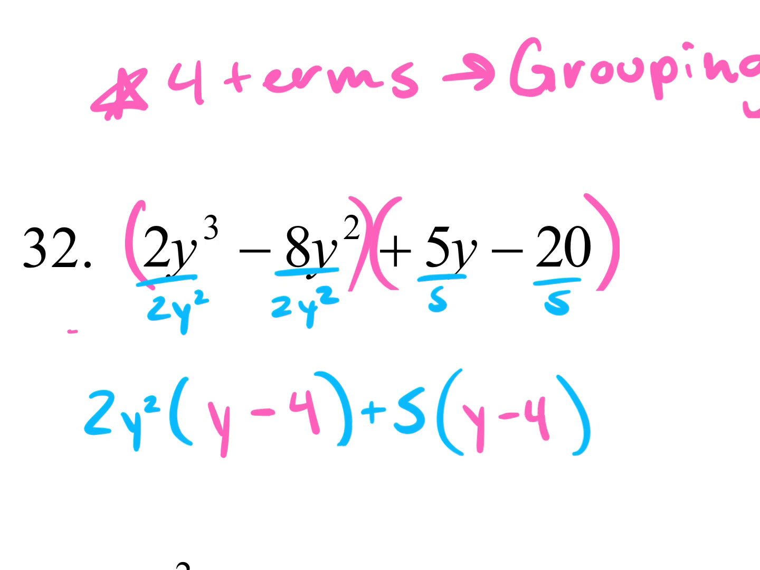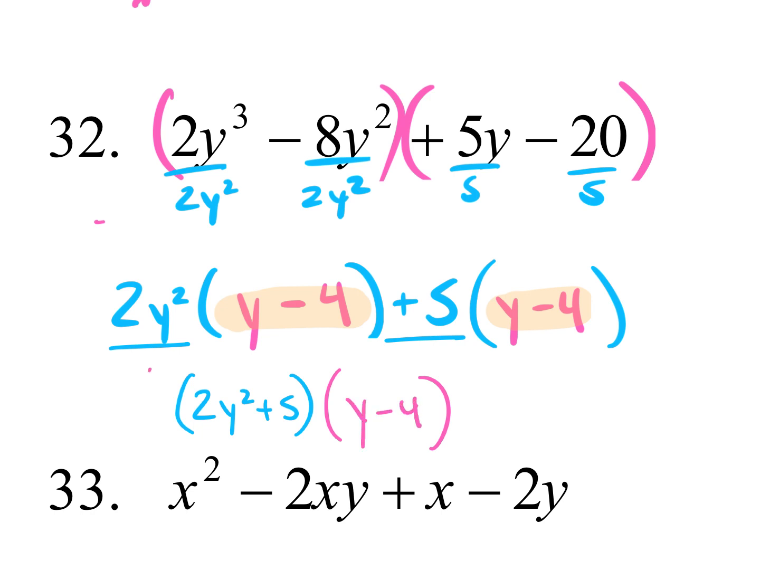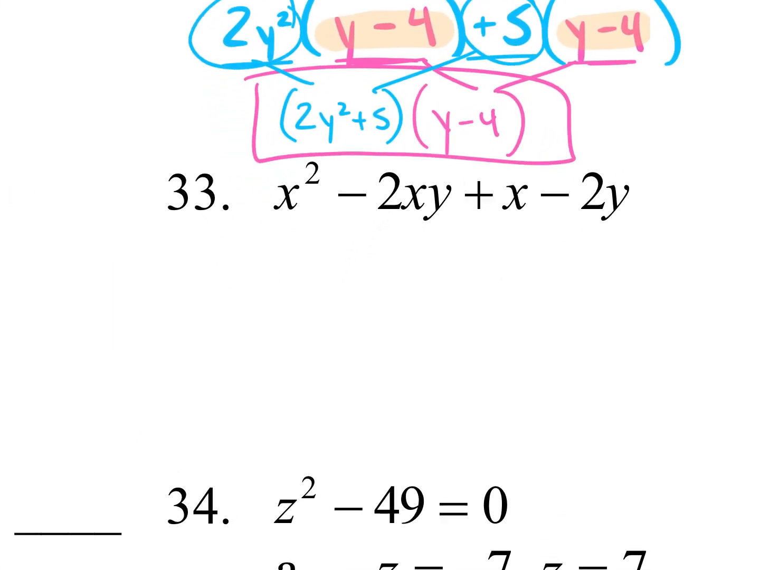Now our inside parentheses have to be the same thing in order for us to factor by grouping. So always just make sure that what you took out is the same. Now what do you think goes into my first set of parentheses? Two y squared plus 5. We take what's on the outsides, and what goes into my second group? Y minus 4. Awesome. So what's on the insides goes into 1, and then what's on the outsides goes into your other group. So how would I factor 33?